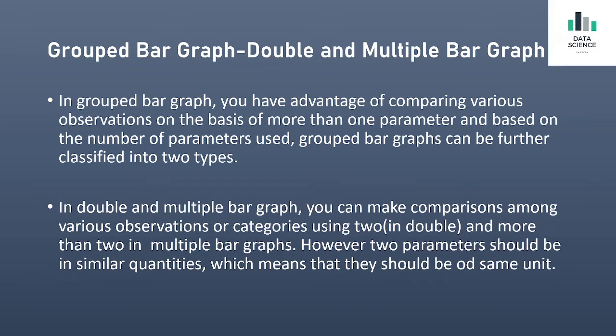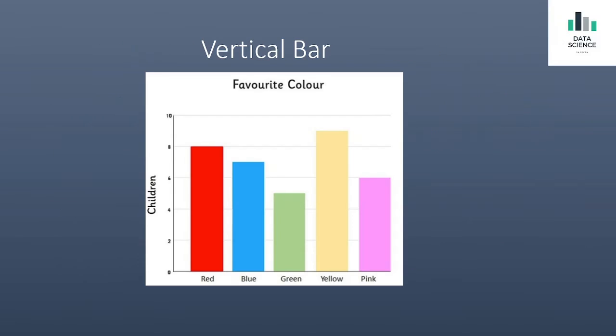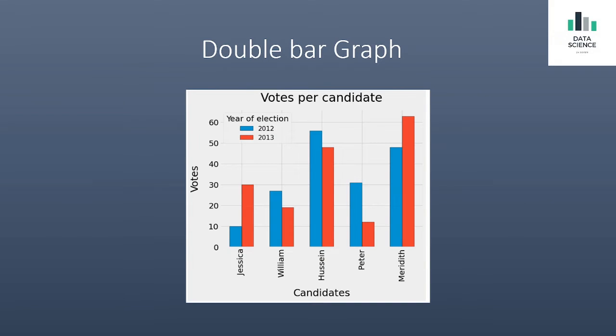Now, the grouped bar graph. In a grouped bar graph, you have the advantage of comparing various observations on the basis of more than one parameter, and based on the number of parameters used, grouped bar graphs can be further classified into two types. If we have two parameters, it is known as a double bar graph. If we have more than two parameters, it is known as a multiple bar graph.